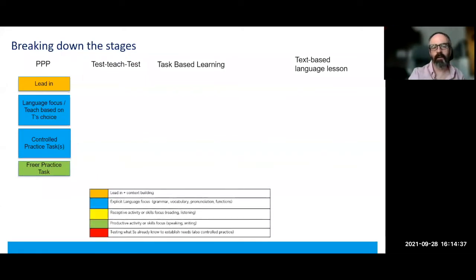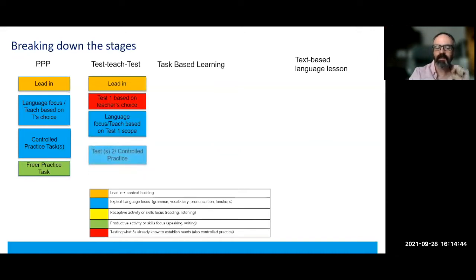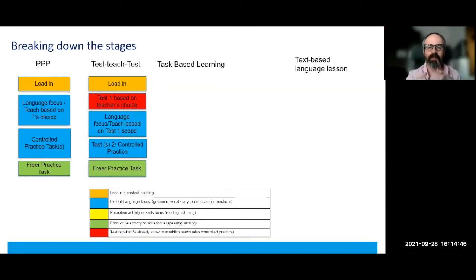If we look at the legend below, we can see what the colors represent. The next one, test, teach, test. Again, you can see the test is there, that's the diagnostic. And then from that, we go into the explicit language focus, whether it's the teach or the control practice, and we move to freer practice.